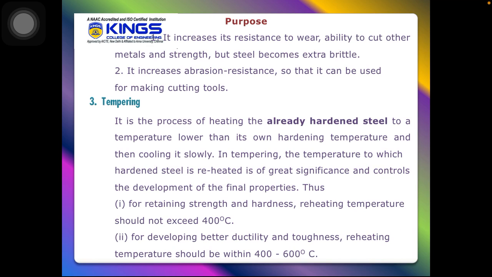The third heat treatment process is tempering. It is the process of heating already hardened steel to a temperature lower than its own hardening temperature and then cooling it slowly. In tempering, the temperature to which the hardened steel is reheated is of great significance and controls the development of the final properties.